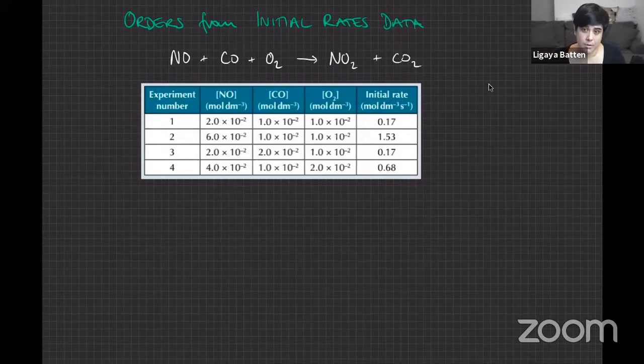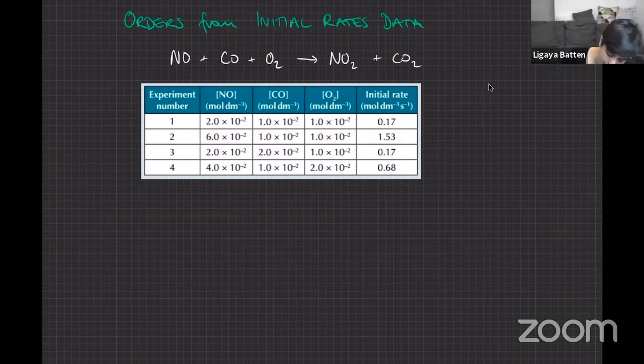So in this example, we've been given this reaction equation: nitrogen oxide and carbon monoxide and oxygen all react to make nitrogen dioxide and carbon dioxide. Okay, so these are all the reactants in our equation, but they all may affect the rate in different ways, and we can use the experimental data in the table to show that. The important thing here is to go systematically through each of the experiments and compare which of the reactants changed and how those affected the rate.